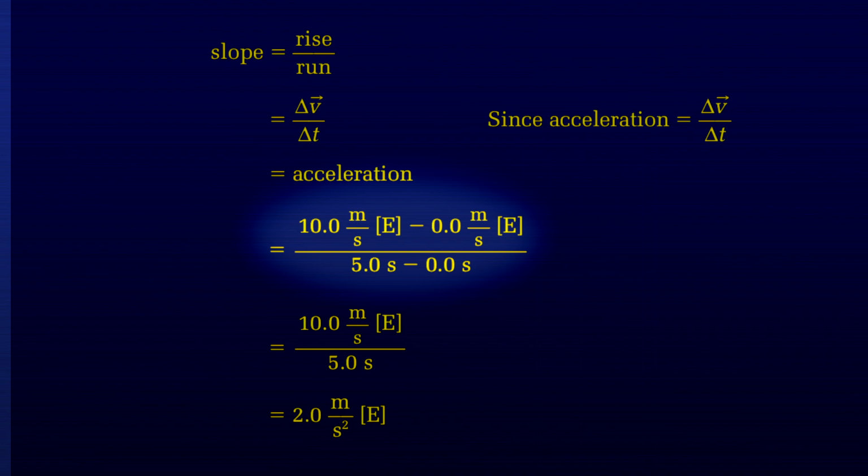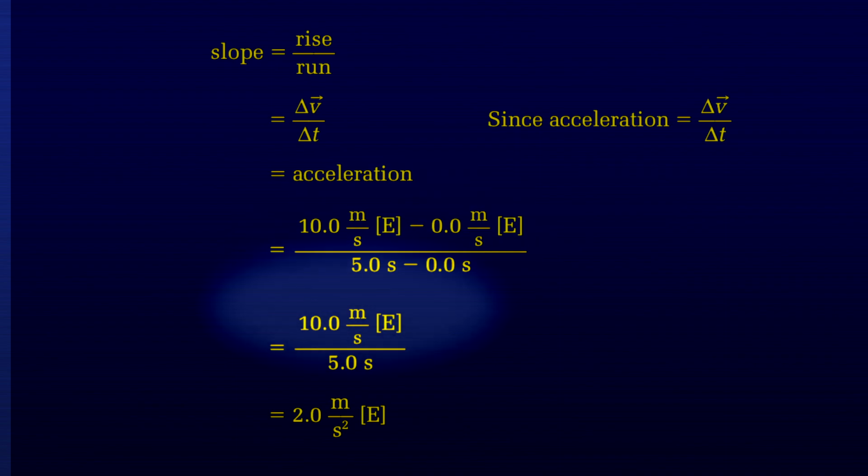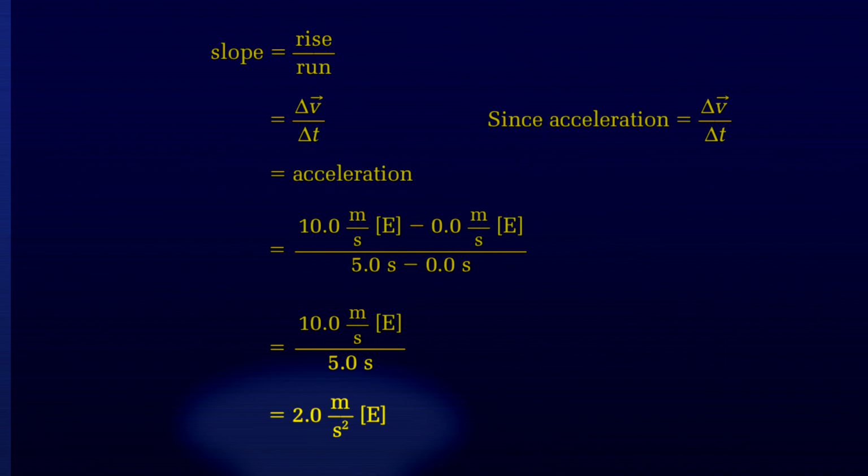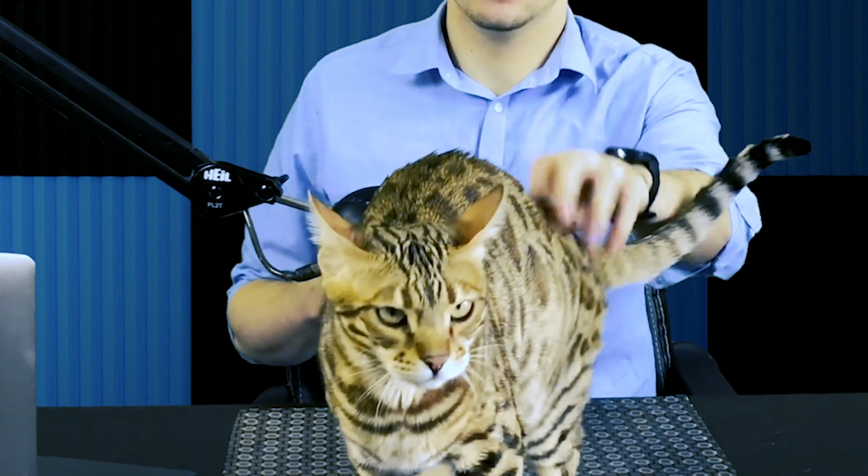10.0 meters per second east minus 0.0 meters per second east, over 5.0 seconds minus 0.0 seconds, equals 10 meters per second over 5.0 seconds. That equals 2.0 meters per second squared. The acceleration of the boat is 2.0 meters per second squared east. If the slope had a negative value, this would indicate that the boat has a negative acceleration. In other words, it was slowing down.